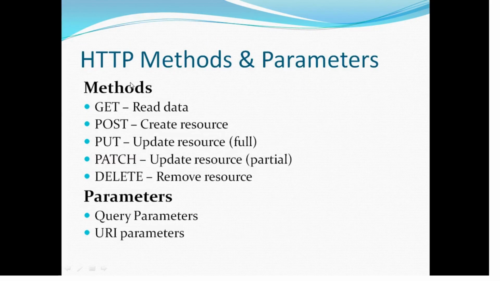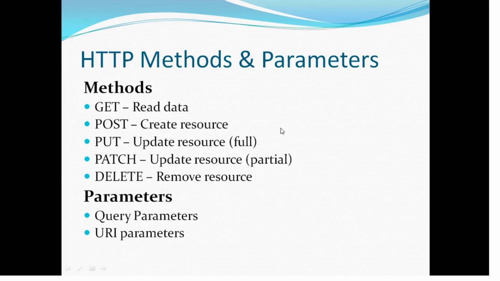Here we are seeing the methods and parameters in REST services. We have five different methods: get, post, put, patch, and delete. The get method is to retrieve or read data from the system. The post method is to create a resource, which means to create a record in the system. Put is to update a resource, patch is to update a resource partially, and delete is to remove the resource.